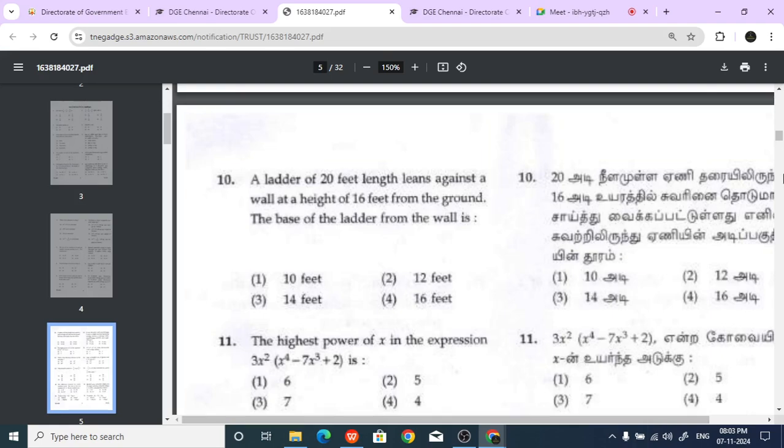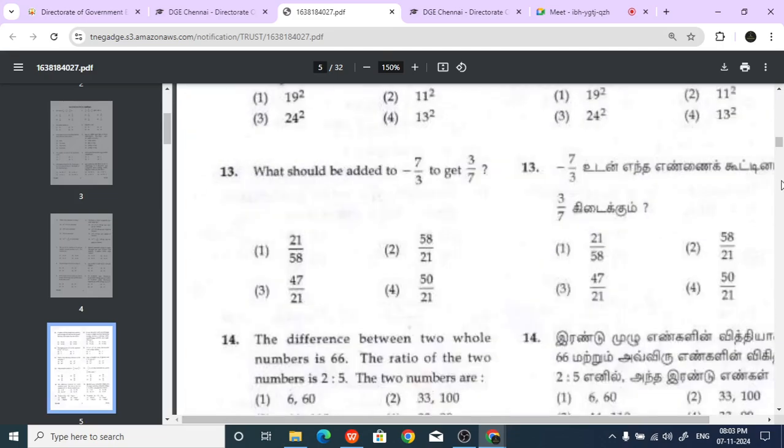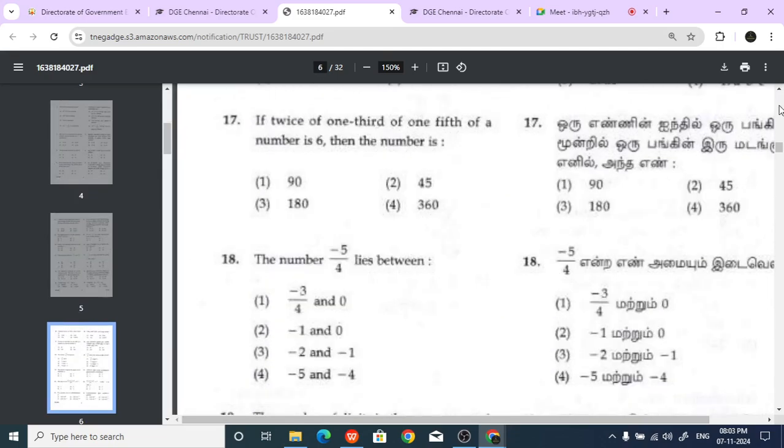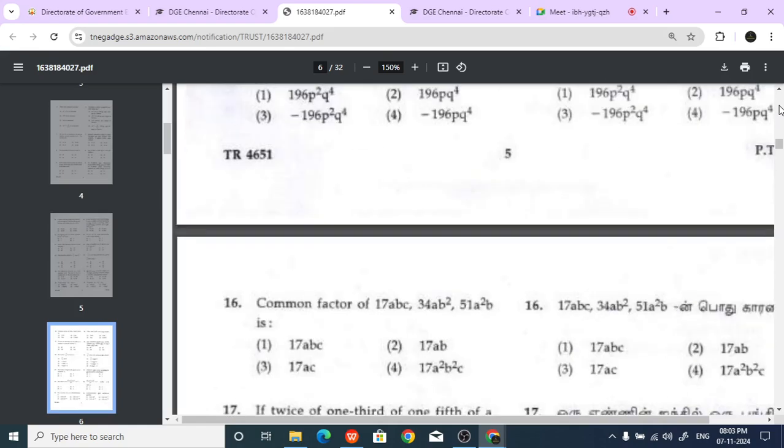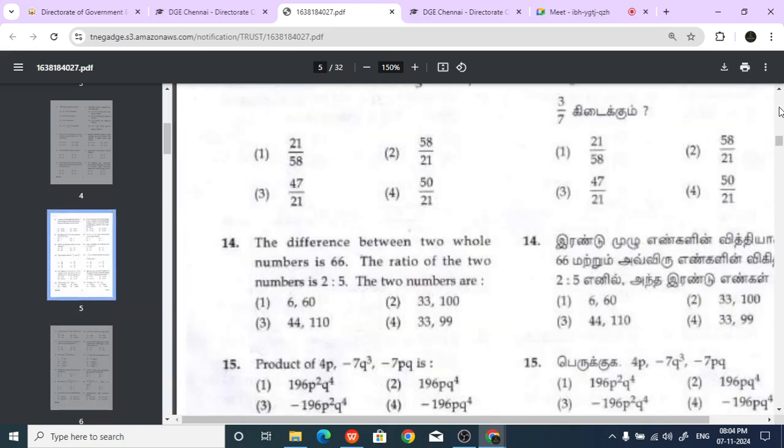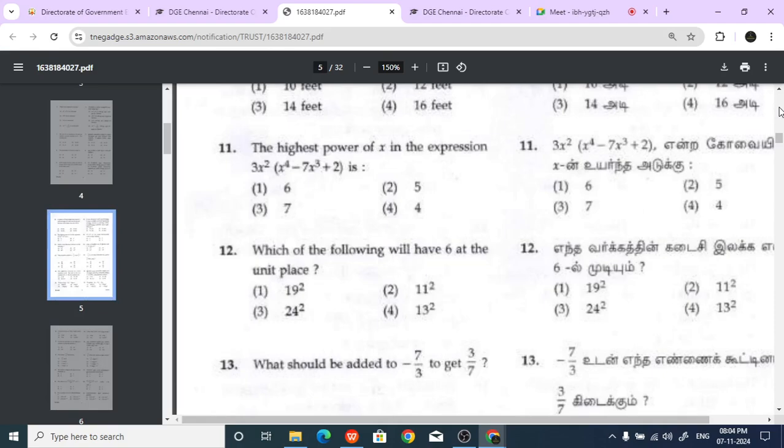Somebody said 6. Who said 6? Aditi. Okay, very good. So 6 is the answer.